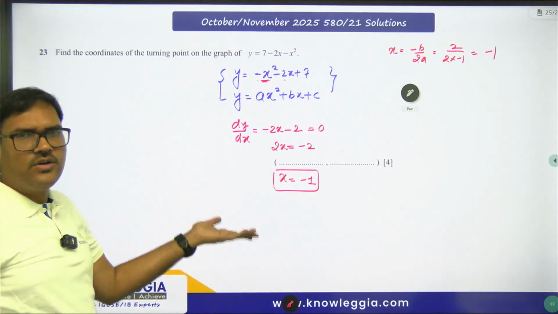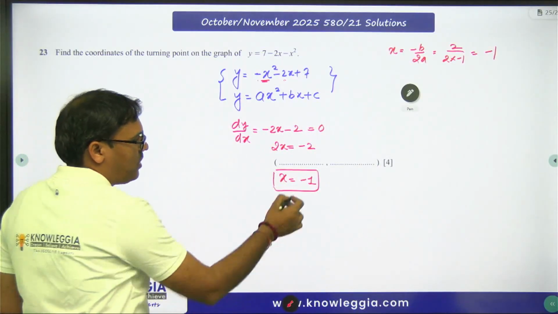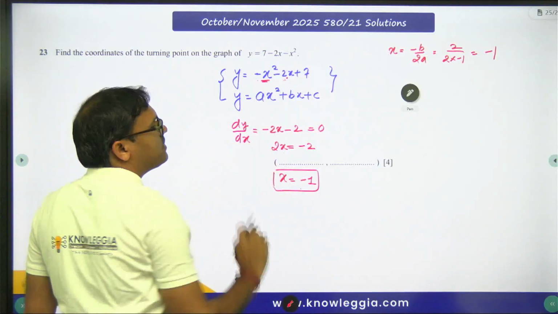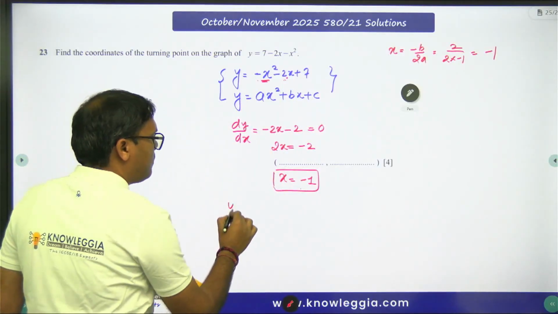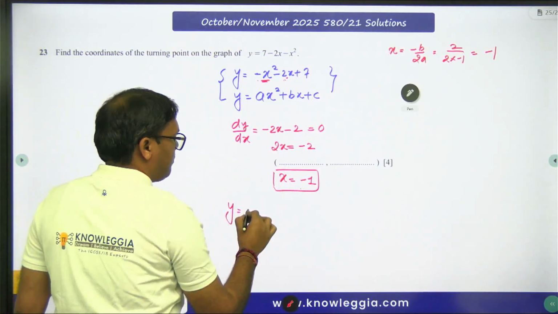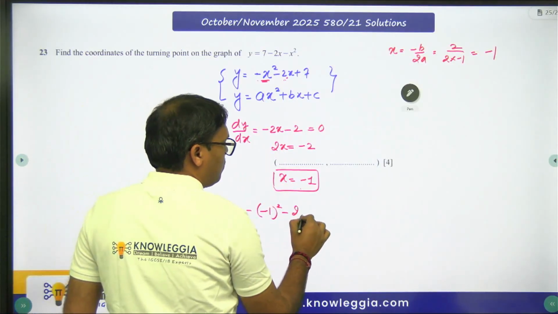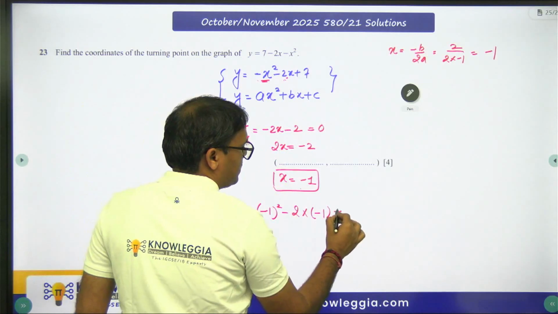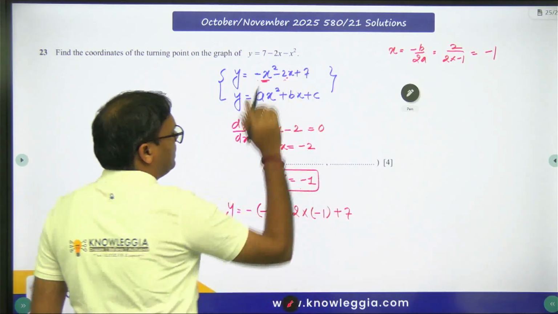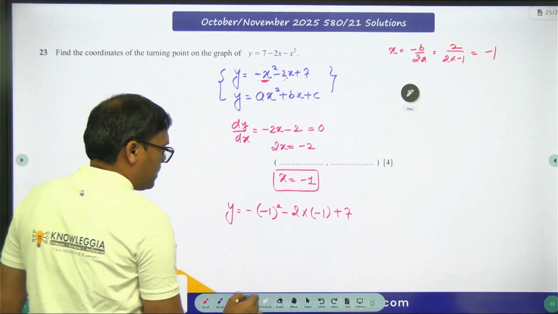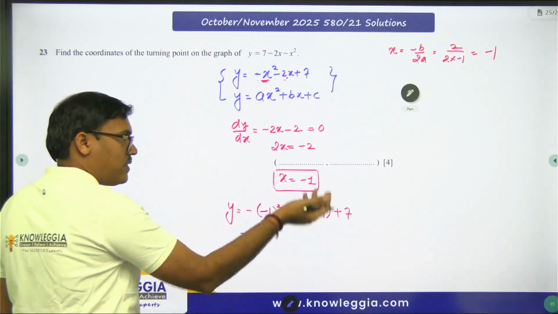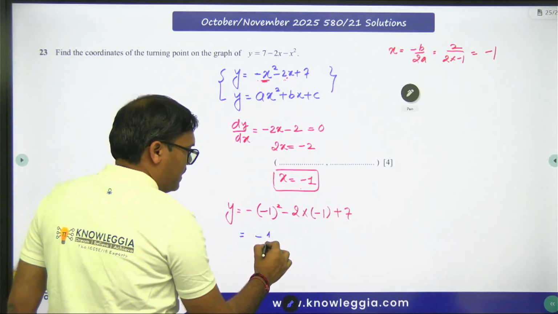Now how to get the y coordinate of the turning point? To find the y coordinate, we will put the x coordinate in the equation again. So y is equal to minus of minus 1 squared minus 2 multiplied with minus 1 plus 7. We are putting this value in the equation. Now negative 1 square is 1, so this will be minus 1.